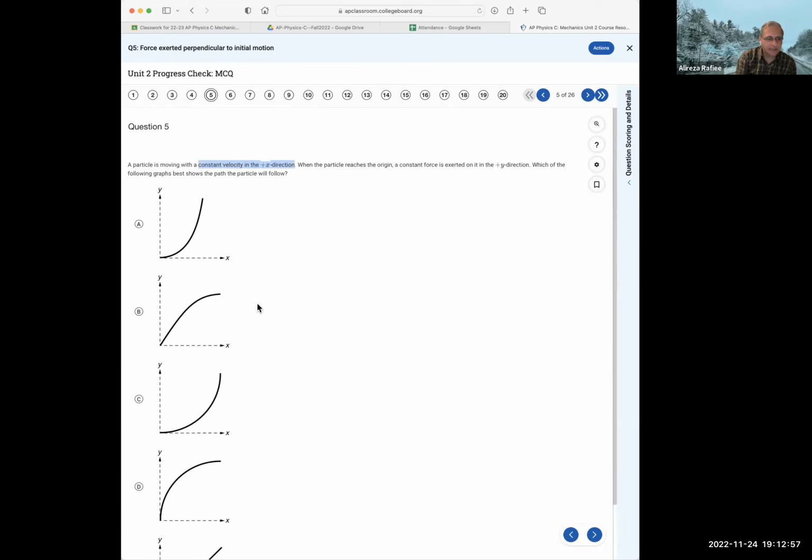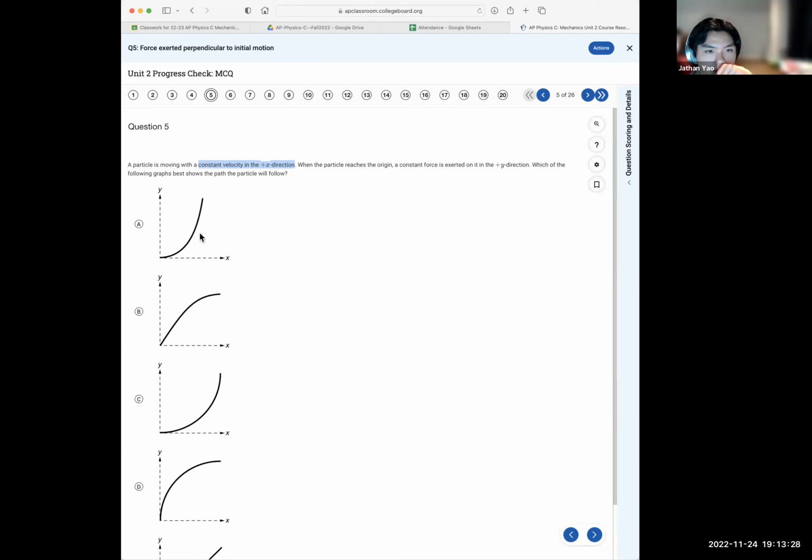Number B is the same. It's technically moving on a straight line in both directions, x and y. And then there's an acceleration toward x. So again, this is not right. So between C and A, now we have to decide which one would be the shape. I think C. Why C and not A?